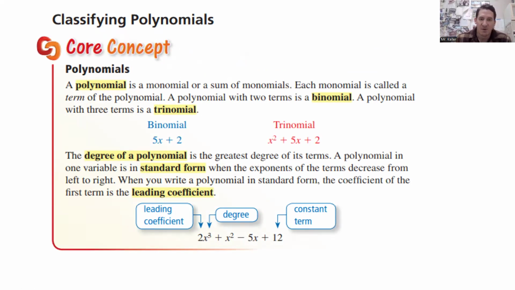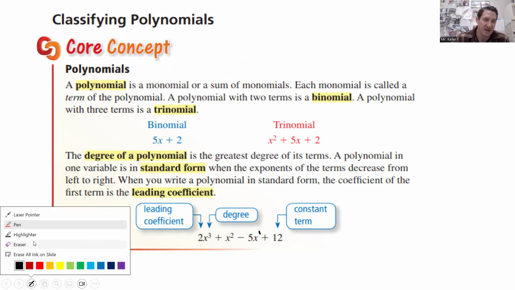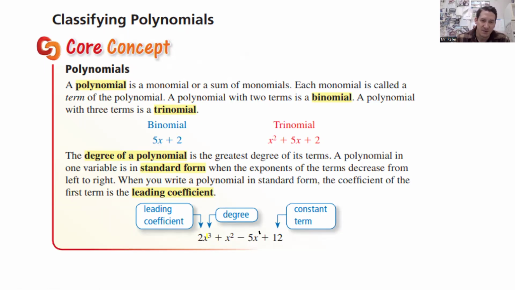Standard form, we look at the exponents. You need to list the terms with the largest exponents first, and then the exponents decrease. So you can see we have 3, 2, this would be a 1, and then no variables always at the end. Again, standard form, we are just looking at the exponents. They need to decrease, and then no variable at the end.